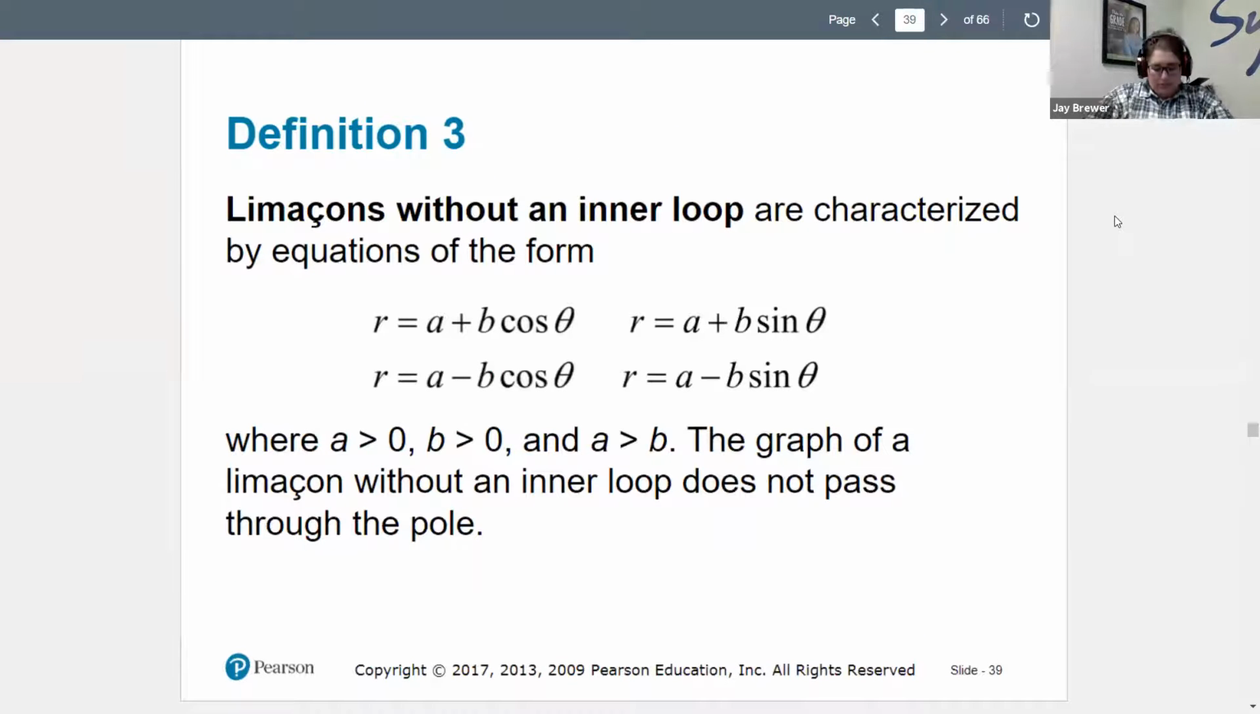Okay, so here's definition number 3. Limacons without an inner loop are characterized by the following equation forms. A plus or minus B cosine theta, or A plus or minus B sine theta, where A and B are both greater than 0 and A is greater than B. The graph of a limacon without an inner loop does not pass through the pole.